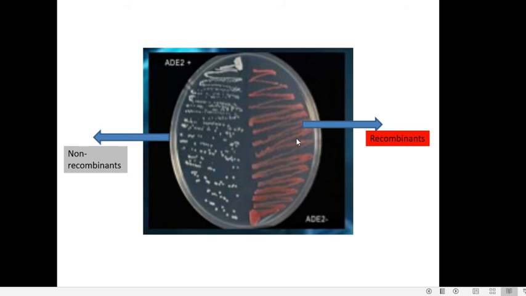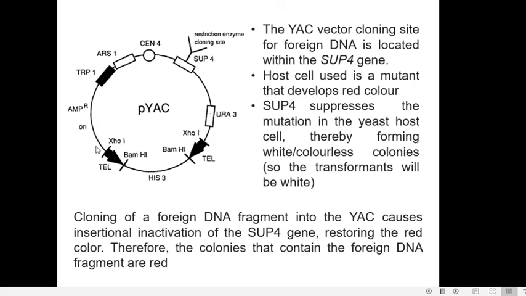So here you can see the red coloration. These are the recombinants in which the sub4 gene is inactivated, so they will retain their red color. And these are the non-recombinants in which the sub4 gene in the YAC is active. This is called red-white selection using YAC.